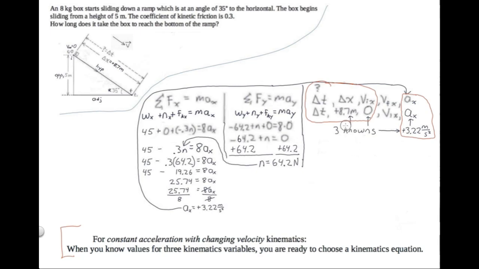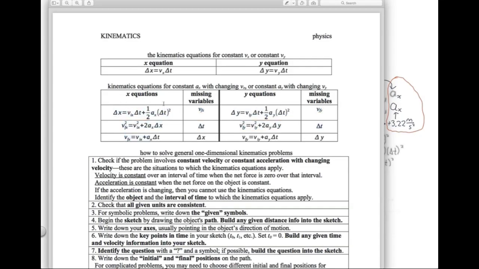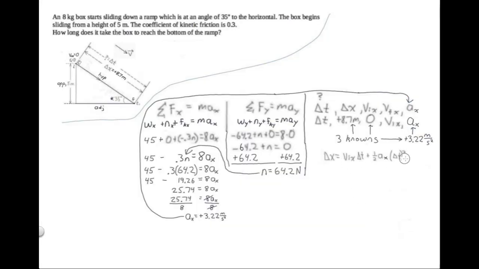Well, we want an equation that involves delta x, v initial x, and a sub x because we know values for those variables. And we want the equation to include delta t because that's what the question is asking us for. That's why it's helpful to put a question mark above this variable. So the one kinematics variable which we do not particularly care about is v final x. Here is our list of kinematics equations for constant acceleration with changing velocity. We want the equation that is missing v final x. That's this equation.